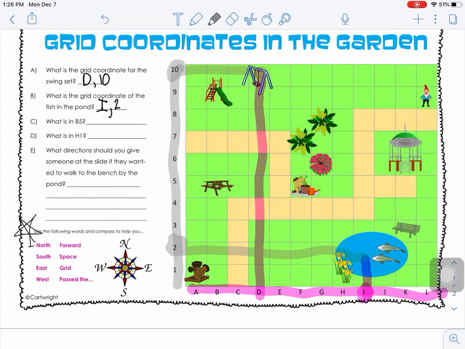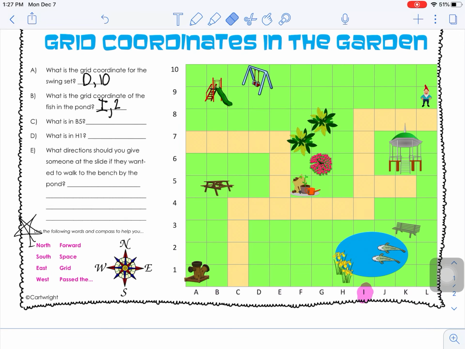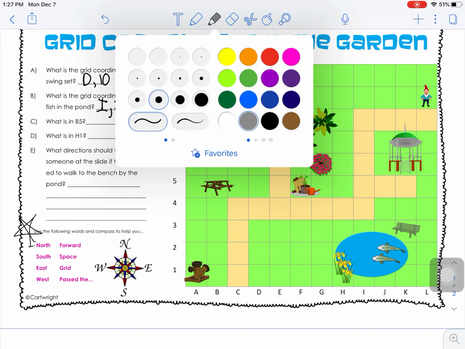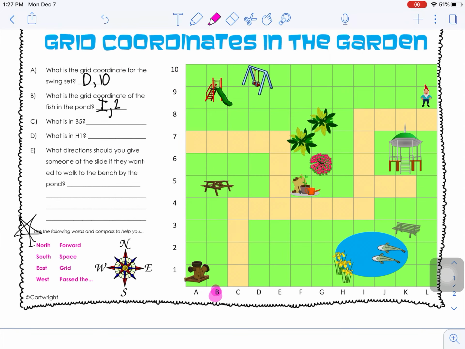You can also use this as a way to find something. So for example, on our page here, C says, what is in B5? So I'm going to look for B5. I'm going to start with, again, my pink highlight and finding B and going all the way up. So I know my item is going to be on this line here. So it's either going to be my slide or my picnic table. And then B5, so I'm looking for 5 now. I'm going to take my other highlight, go to 5, and go over until they cross each other. That is going to give me my picnic table, would be the answer to B5.